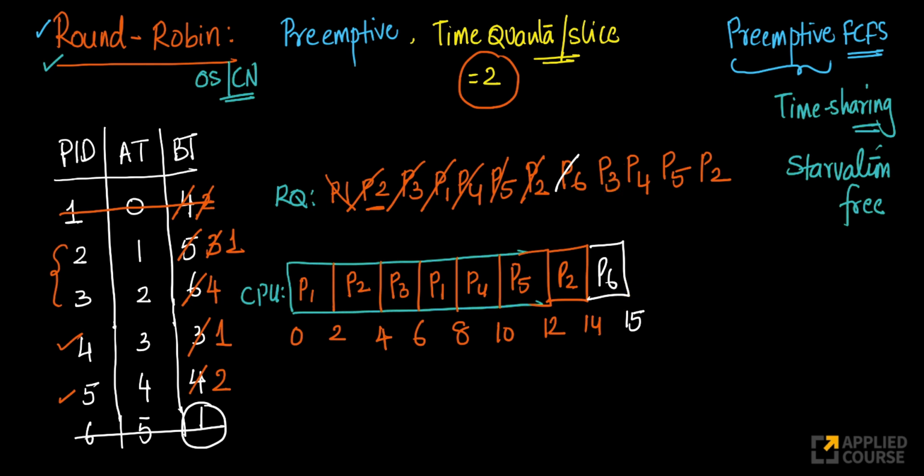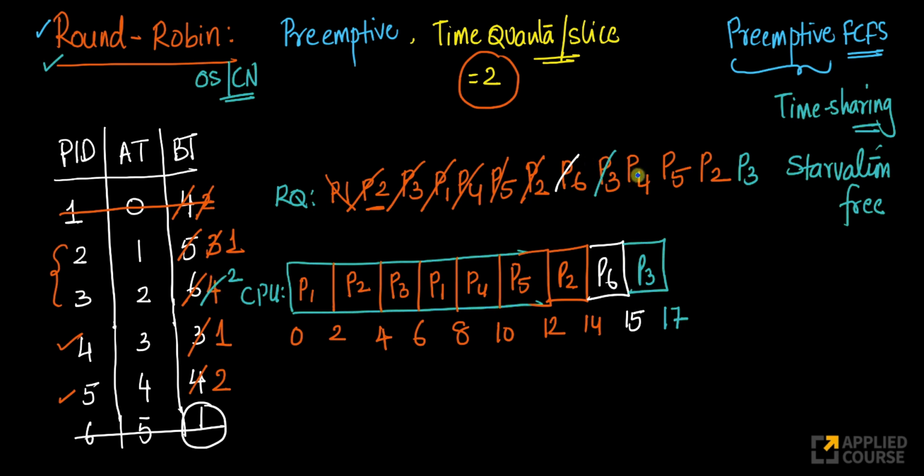Look at this. Next comes, let me change the color here. Next comes P3. So P3 requires 4 units of time, but I can at most give 2 units of time to it because my time quanta is 2 seconds, right? So P3 is still left with 2 more seconds. So P3 adds itself to the end of the queue, right? Because P3 is not yet complete, right?